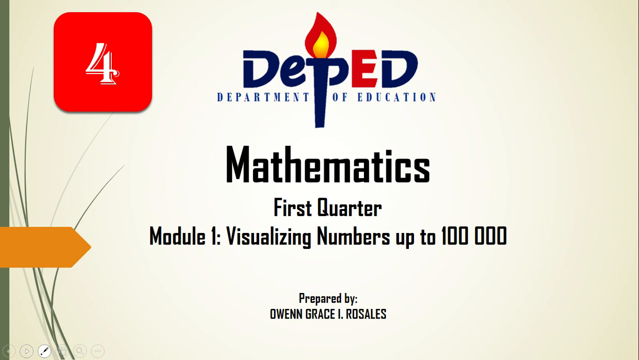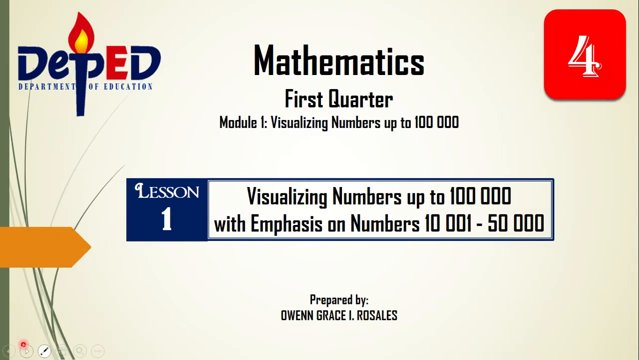Good day, everyone. I am here to guide you for our lesson for the first grading period. We will be discussing in Module 1, visualizing numbers up to 100,000. Lesson 1 is about visualizing numbers up to 100,000, with emphasis on numbers 10,001 to 50,000. But before we start, let's have a review.